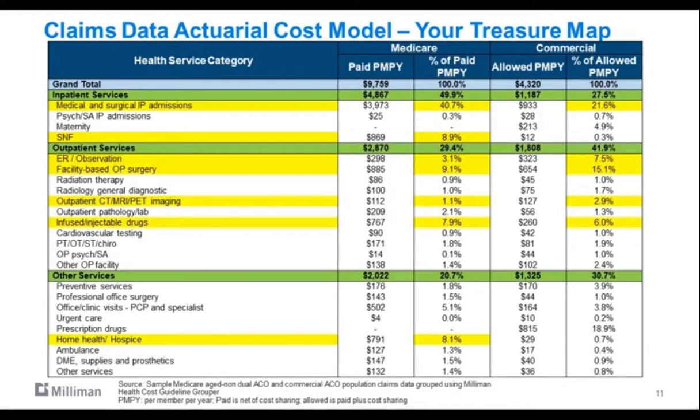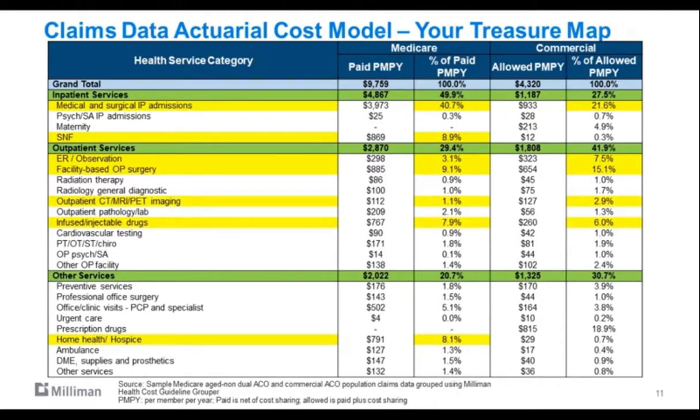This is a sample of a Medicare population in the middle columns and a commercial population on those 2 right columns, data for a given year for 10,000 Medicare members, 30,000 commercial members. We've taken every single claim that was incurred and paid during that particular year and grouped them into about 30 categories here. And you'll see in the green lines are 3 major service categories: inpatient services, outpatient services, and other services. So those are the green lines.